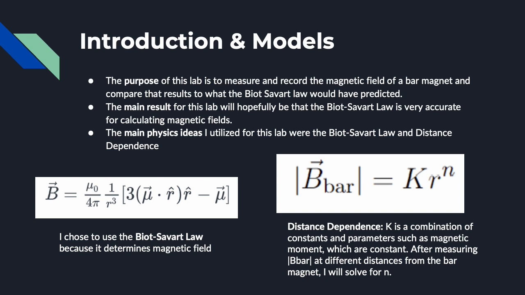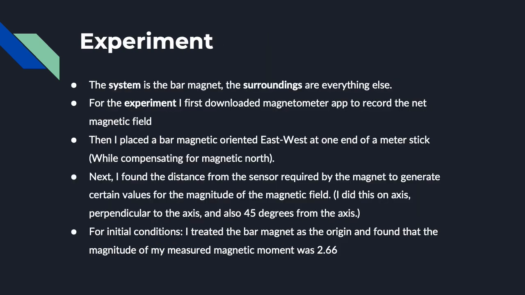I chose to use the Biot-Savart law because it determines the magnetic field. For distance dependence, K is a combination of constants and parameters such as magnetic moment, which are constant. After measuring B bar at different distances from the bar magnet, I will solve for n.